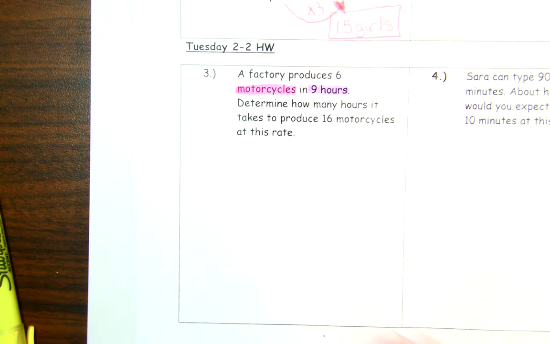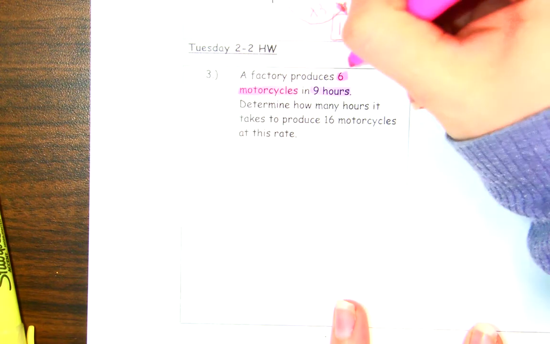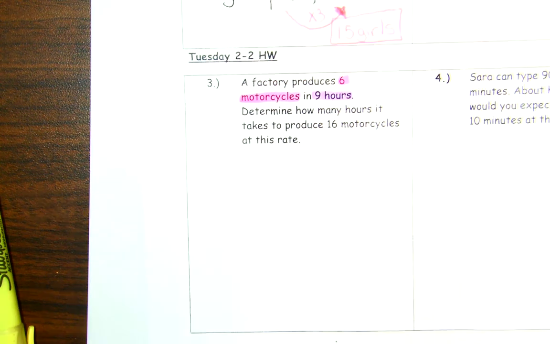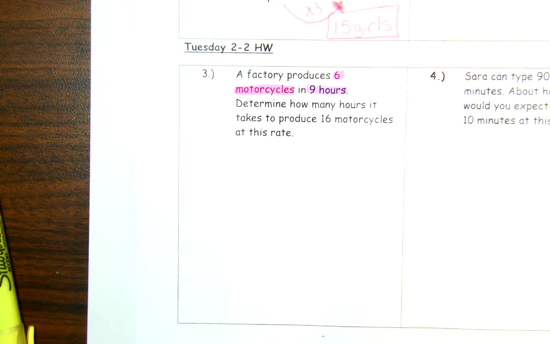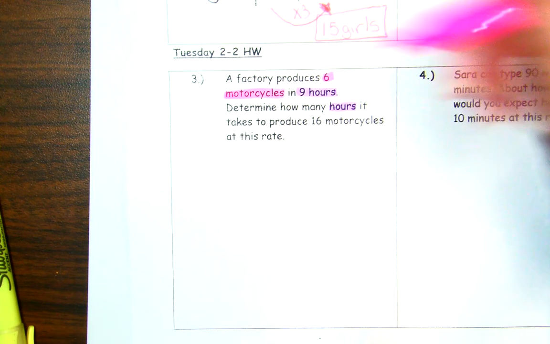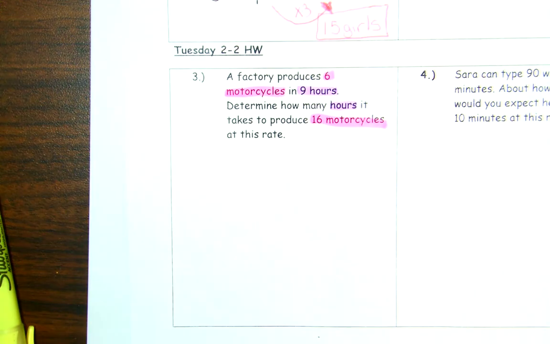So originally this factory produced 6 motorcycles in 9 hours. And the question says determine how many hours. Notice my hours are in purple. It takes to produce 16 motorcycles at this rate.